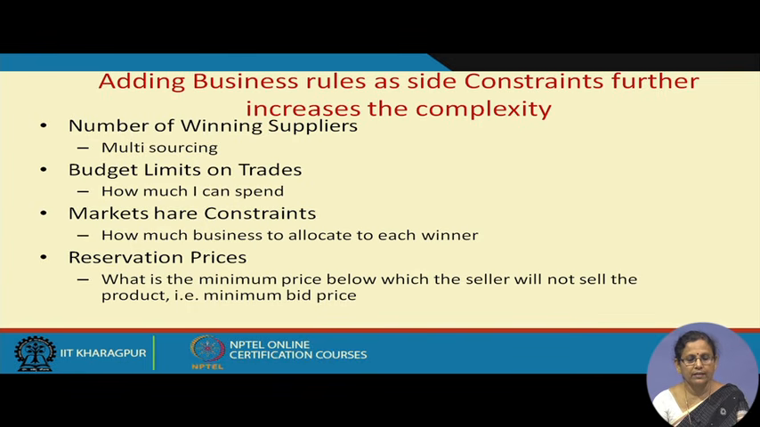Then budget limit on trade, how much I can spend in case of reverse auction. This is a very valid situation. Then market share constraint, how much business is to be allocated to each winner. For example, in case of reverse auction, I can decide how many units I will be buying from each supplier. I can decide I will buy from 2 suppliers, that is my number of winning suppliers constraint. Then I can have one more constraint, that I will be buying, let us say, maximum 600 units from each supplier, that is my market share constraint.